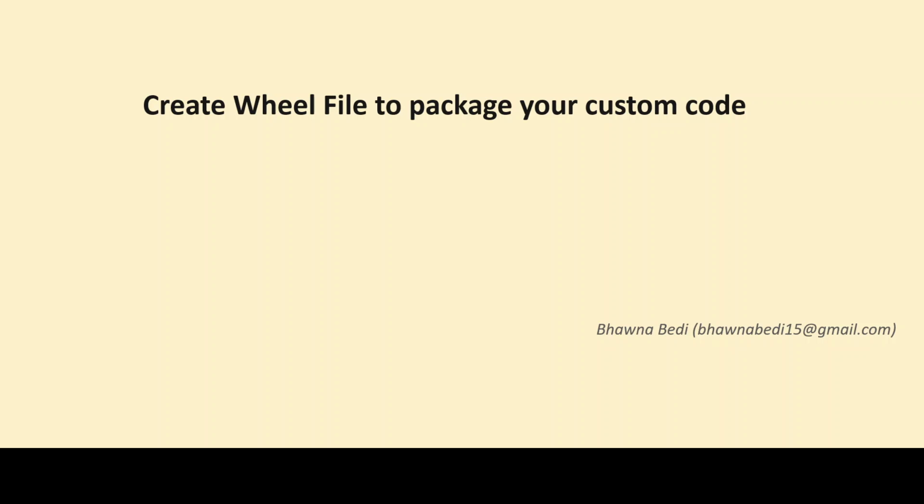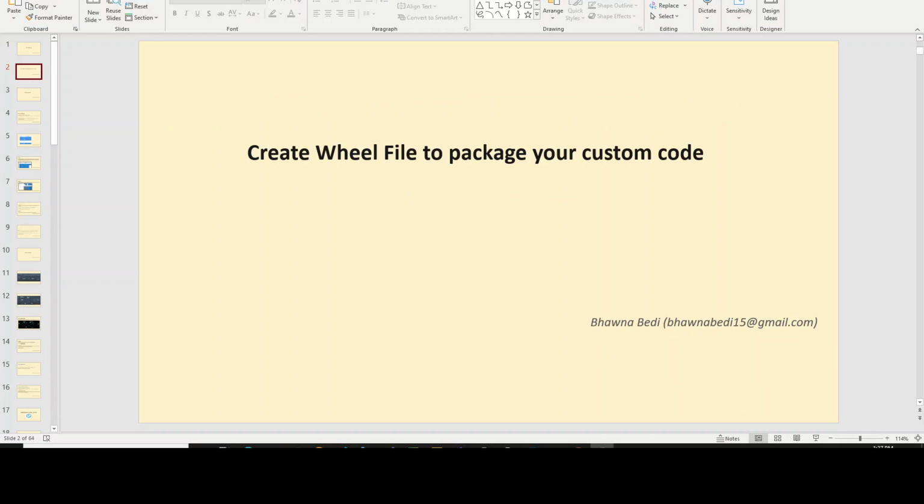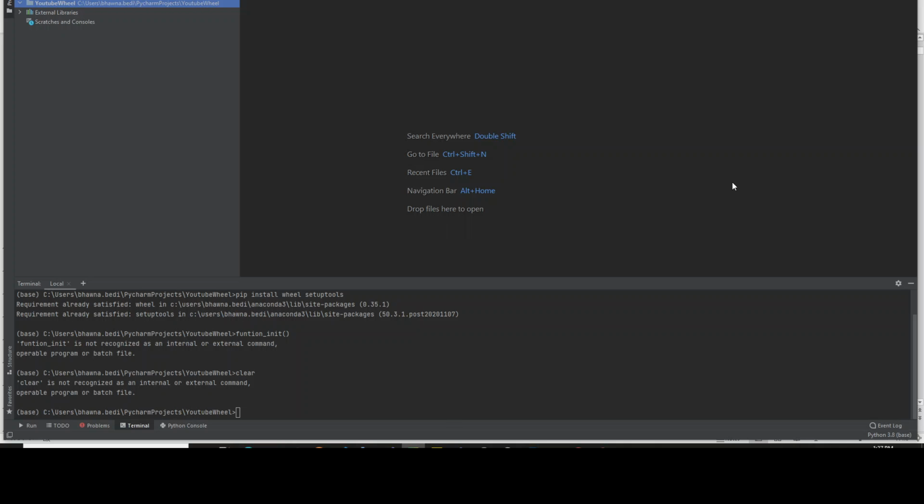Whenever you are working on Python, you will install a few libraries, right? So what is a library? A library is a package of code. So you are doing pip install and the module name. Now, instead of that, if you have your own module, then you will need to create a wheel file out of it so that you can use your module. So in this video, we are going to see how we can create our own module. Now let's go to the PyCharm IDE.